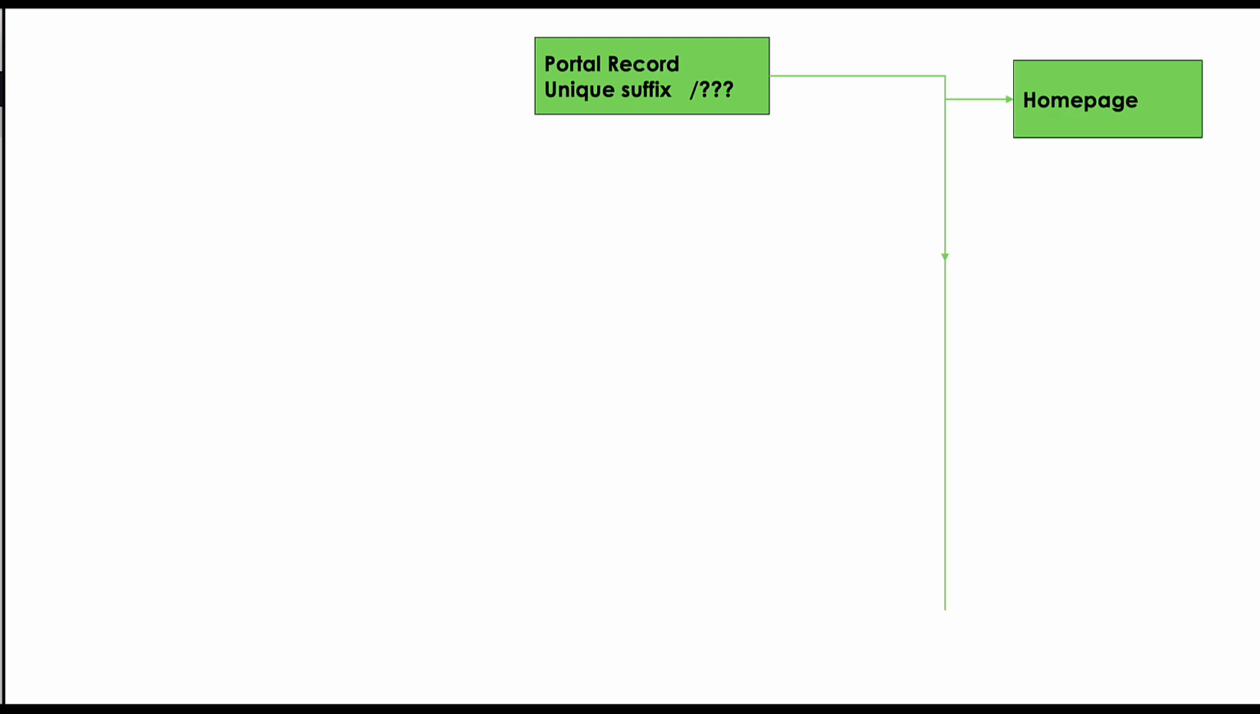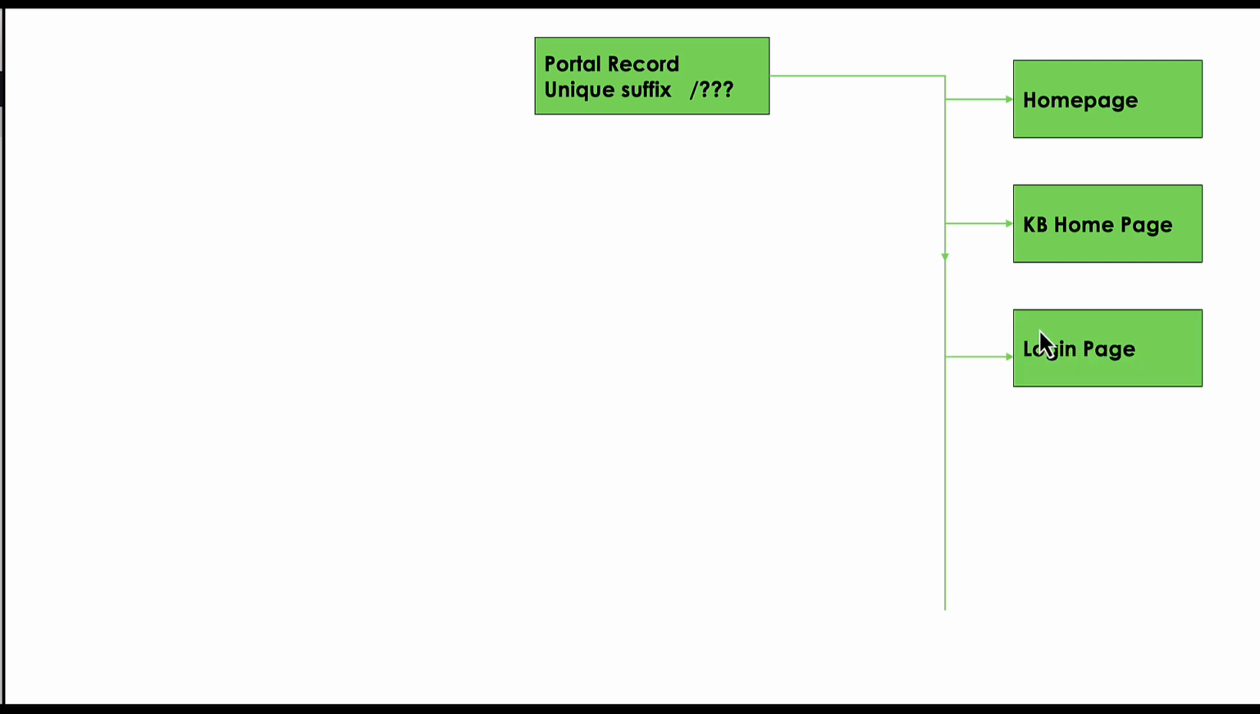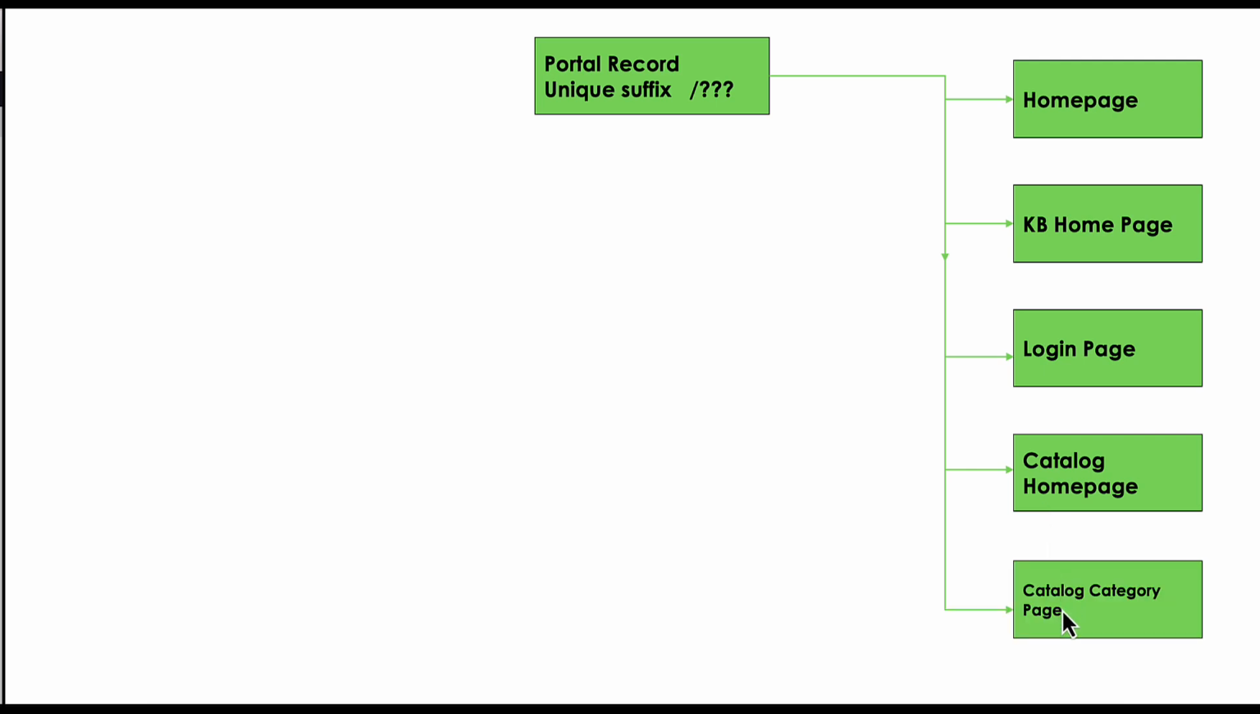Next, you will point the portal to a home page. This is the first page that customers will see when they come to the portal from the /URL. Next, you point them to a knowledge base homepage, a login, catalog homepage, and if you choose a catalog category, and this is for the service catalog. All these are defined at the top portion of the record, and we'll walk through that in a demonstration.